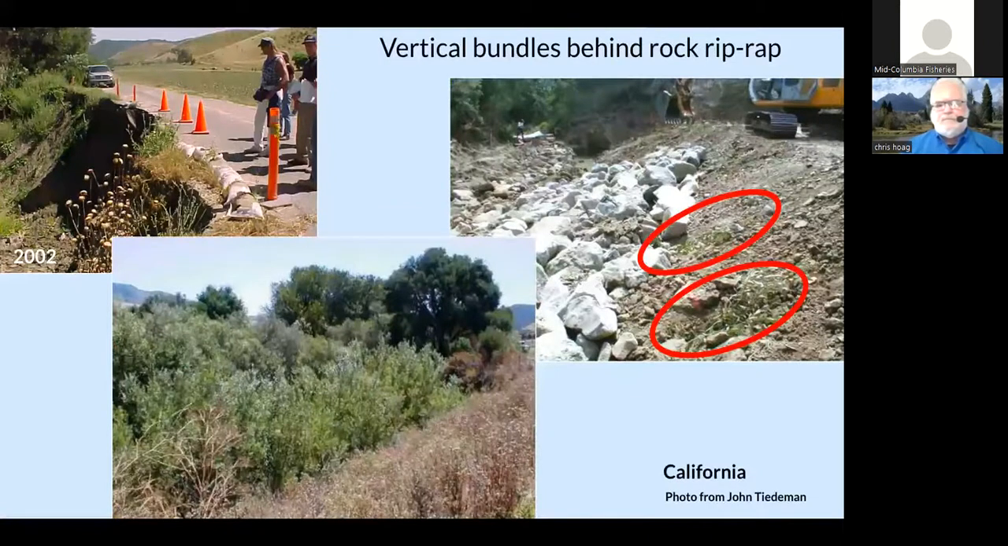Nice. Here's another one. This is in California, and you can see on the upper left where the stream had come up and eroded against the bank and cut away the road. Looks like Yellowstone National Park may need something like this. But then what we did is we laid the vertical bundles down, and that's the circled tops that you see there, and then covered the bottom with rock. And then once it grew up, it literally covered the rock, and you can't even see it in there.